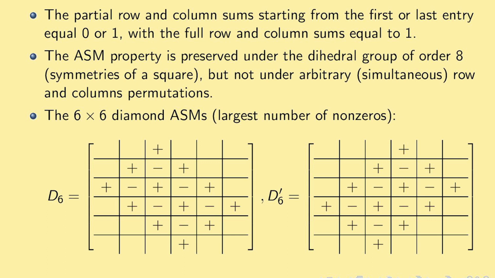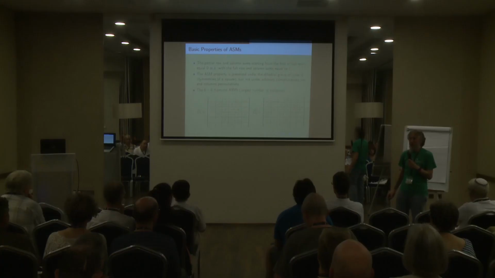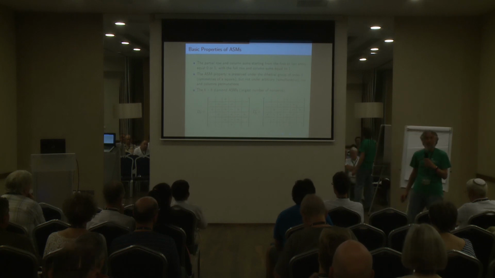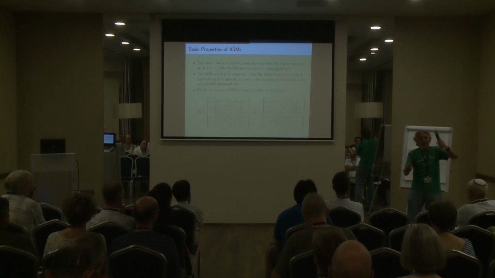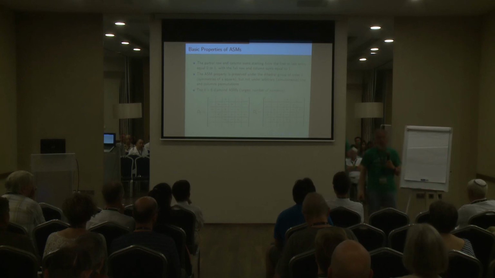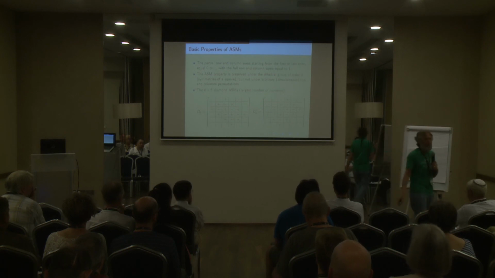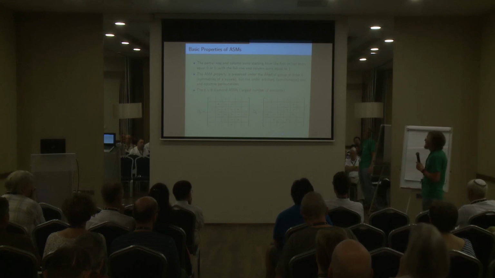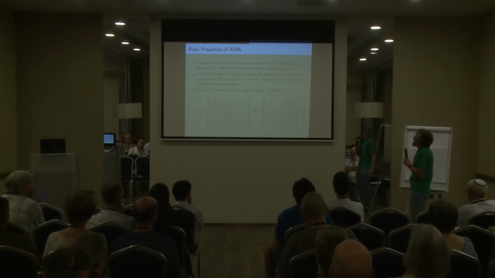So let me look at the second one there, the ASM property, meaning if you look at the class of n by n ASMs and you subject them to the symmetries of the square, then you also will get another ASM. If you take an ASM, you can do that, you can do this, you can rotate, etc., and you always will end up with an ASM, because it's all very symmetric in terms of this definition there. So there are two examples of 6 by 6 ASMs.